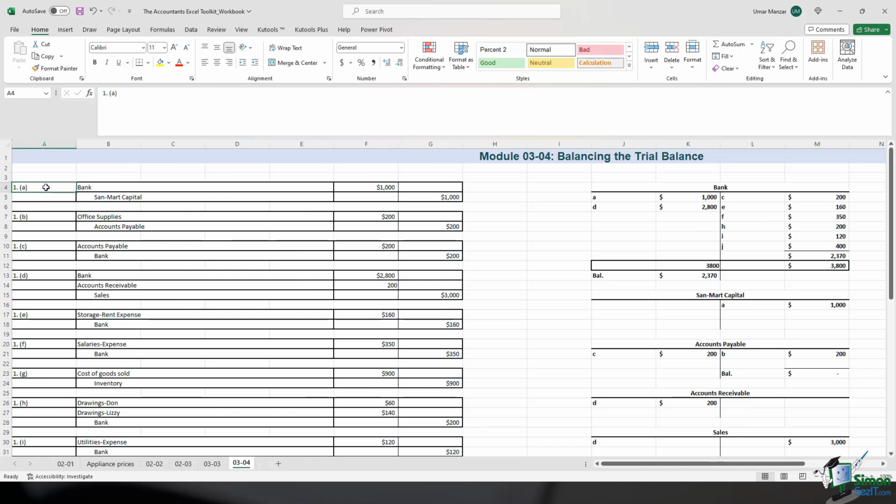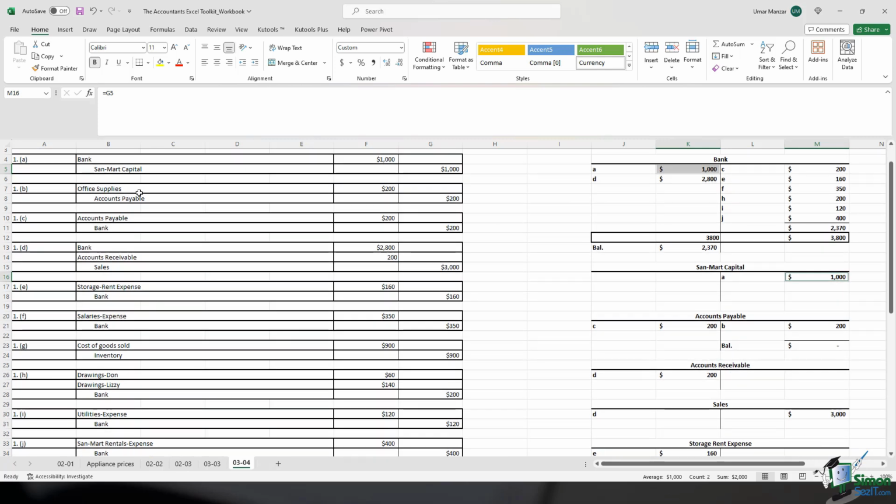In this transaction 1A, we had $1,000 debiting our bank account, and that $1,000 went into the SanMart account. So the 1A is reflected under the bank trial balance. We have $1,000 debit over here, and then under the SanMart capital account, we have a $1,000 credit over here. So we have a debit and a credit that matches this 1A transaction over here.